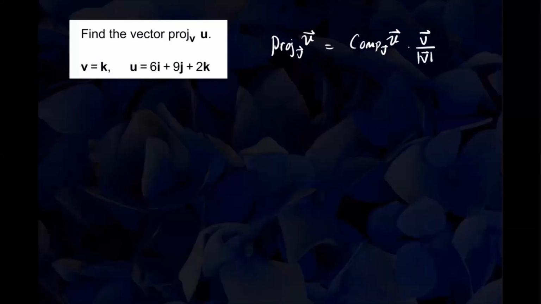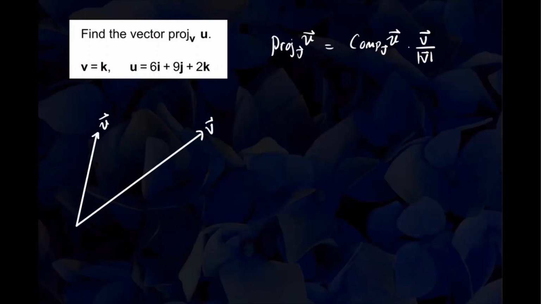Now, if you want to picture this, so you'll see how the formula can change in the future. Here's your vector v, and here's vector u, and we're going to project u onto v. So we want to find this vector right here. This is the vector we're looking for, because this is the projection of u onto v.